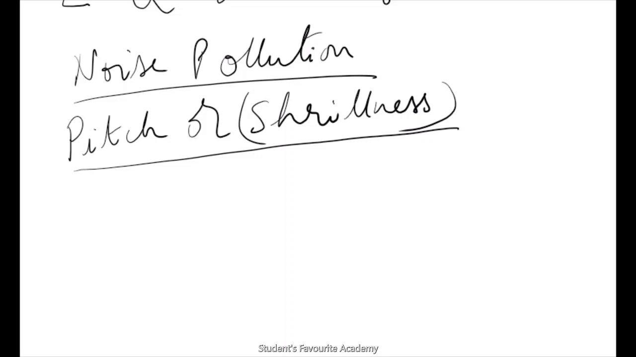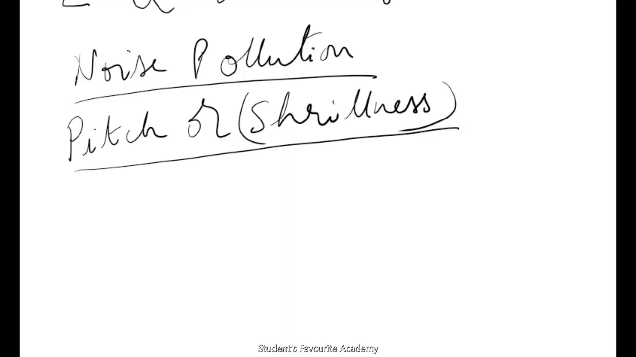Pitch is that characteristic of sound by which an acute or shrill note can be distinguished from a grave or flat note of same loudness. Sometimes we say the singer's voice is very shrill, she sings with a shrill voice or she shouts with a shrill voice. Whereas sometimes she sings with a flat note. So, that is the meaning of pitch or shrillness.